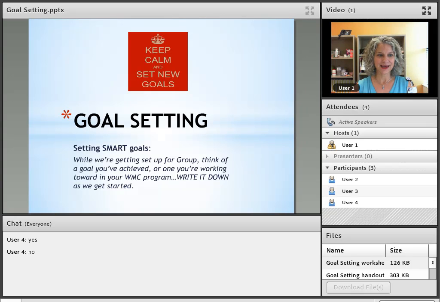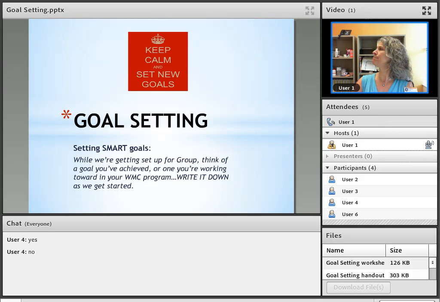Okay, so we're going to go ahead and talk about what setting SMART goals means. So does everybody have a goal written down? It can be on a large piece of paper, it can be on a scrap sheet, but it's very important to write down your goal. So if you don't already have a goal written down, we're going to give it 30 seconds. Think of a goal that you have accomplished before, or a goal that you're working toward in your Weight Management Center program. Write it down. We've got 15 seconds left. Write down your goal, and we will work with these using our SMART goal format as we proceed. About 5 seconds left.